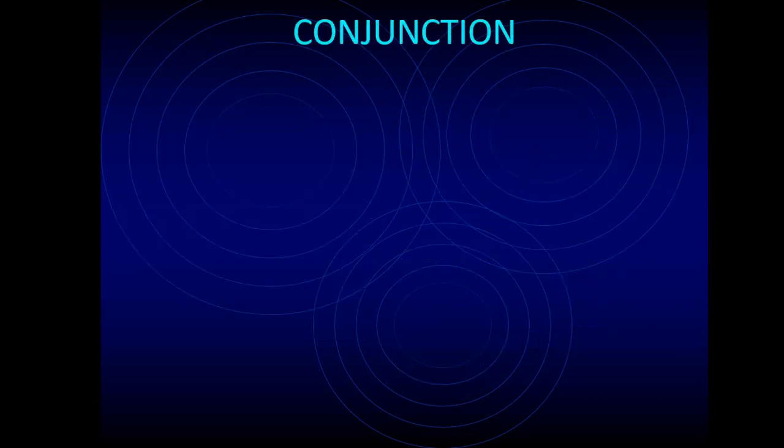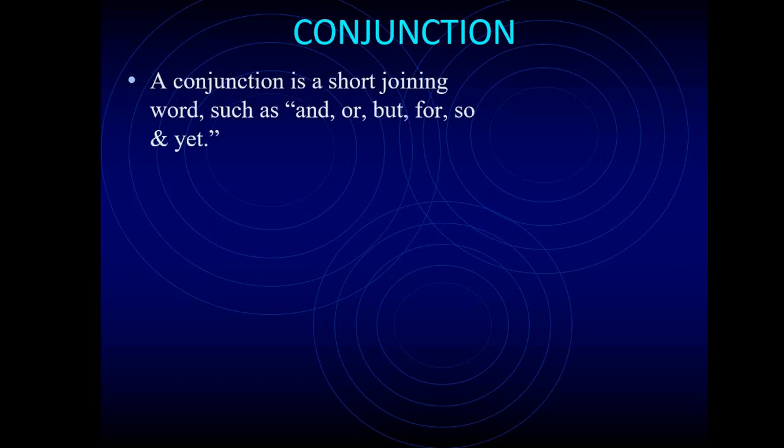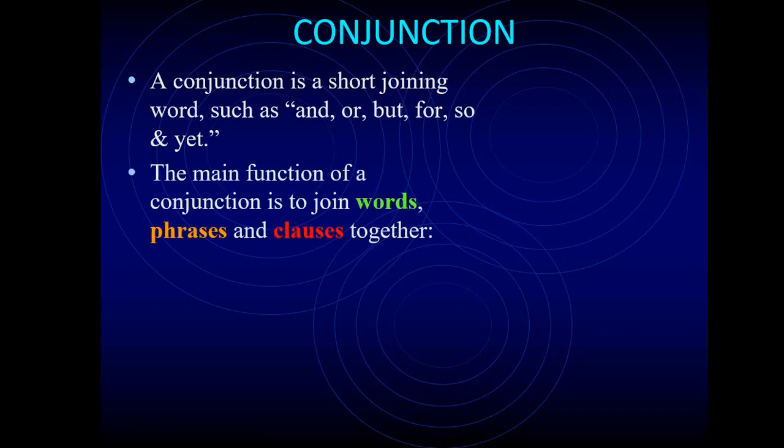Let's see, what else? Conjunctions. A conjunction is a short joining word such as and, or, but, for, so, and yet. The function of these words is to join words, phrases, and sentences, or clauses. So they join words, phrases, and clauses together in a sentence. Slowly and carefully: and is a conjunction, and it is joining two words. These two words are adverbs, slowly and carefully.